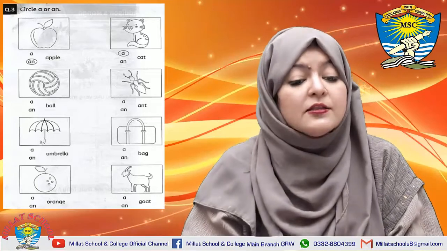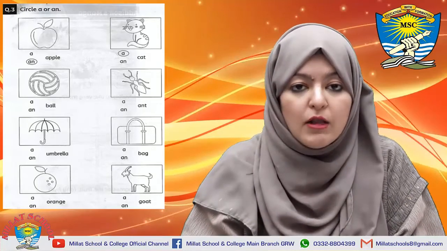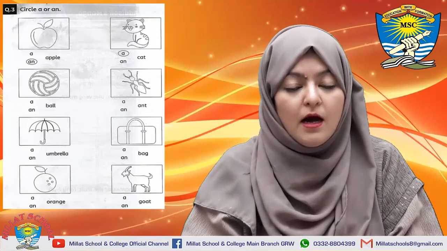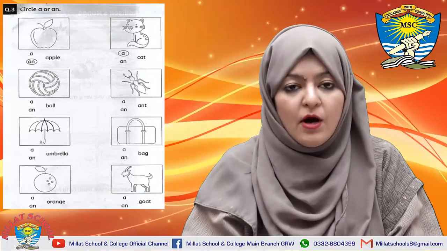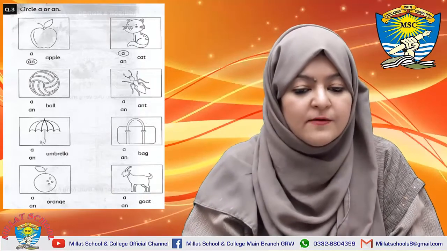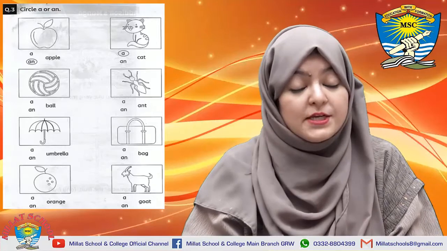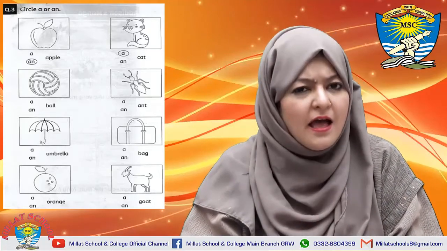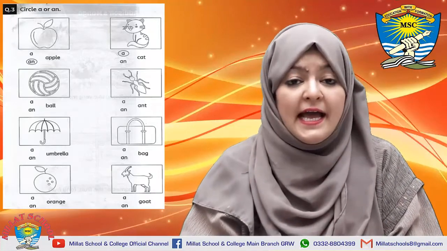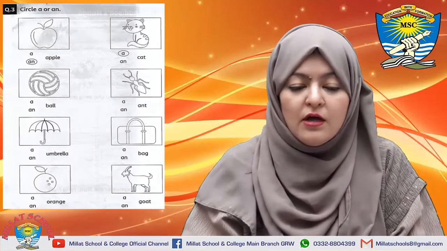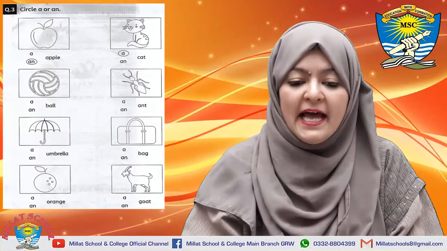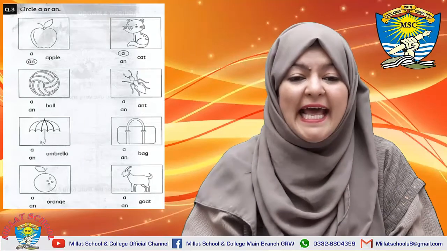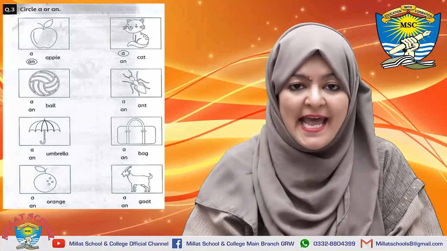Got it? The next picture is a picture of a ball. Ball starts from B. So it will be a ball. So circle A over here. And again it's the picture of an ant. Ant starts from A. A is a vowel sound. So an ant or a ant? We will write an ant. Okay, an ant.